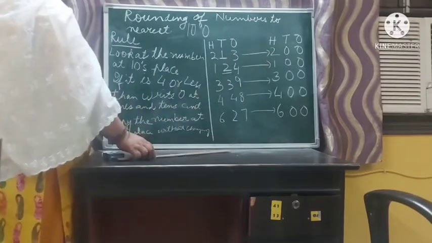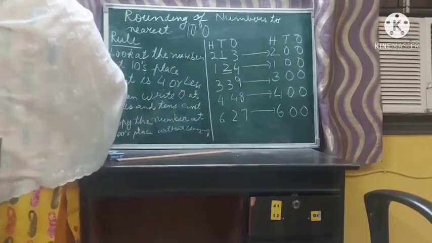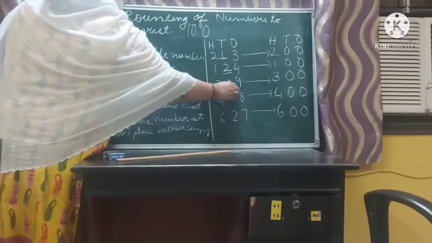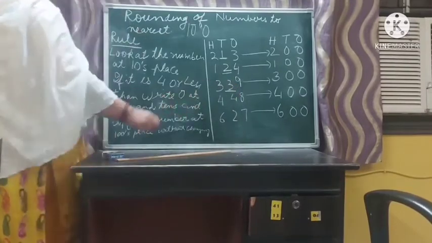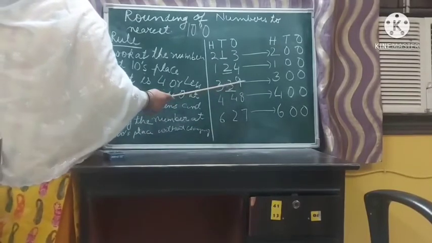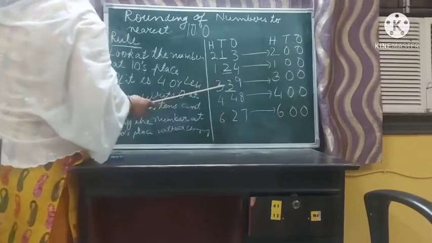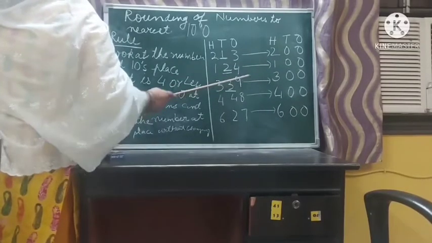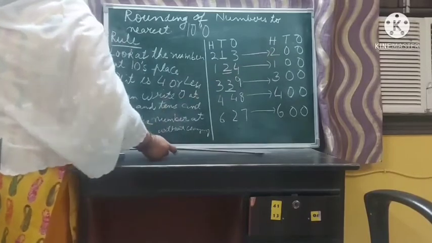In 339, what is the number at the tens place? The number at the tens place is 3. So it is also less than 4. So instead of this 3 and this 9 you will write 0 0 and this 3 will be copied as it is, and 339 will be rounded off to 300.